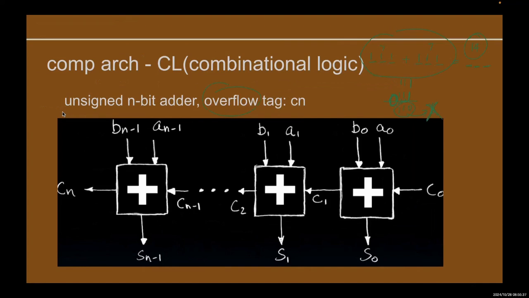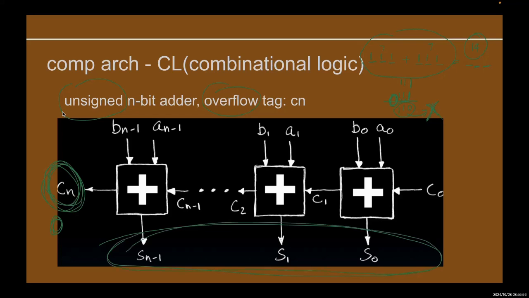Let me think. Yeah, so for unsigned number, unsigned means only natural number. Then if the final output here is 1, that means your result is wrong. And if the final output is not 1, is 0, that means your result is right. Then you can use the result. Okay.